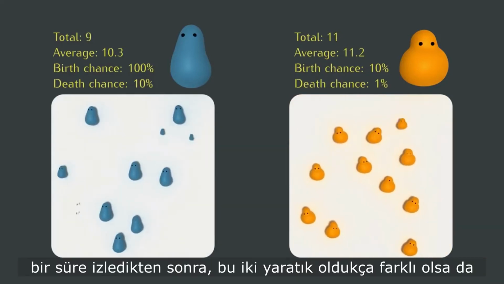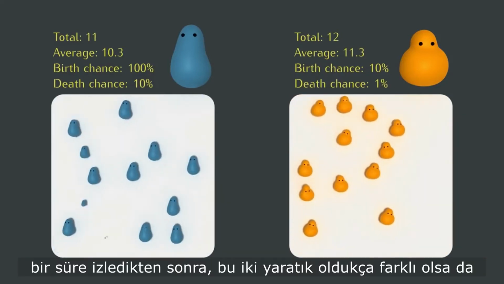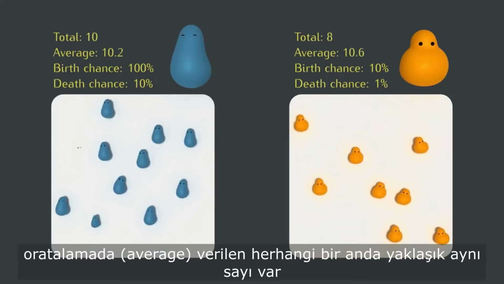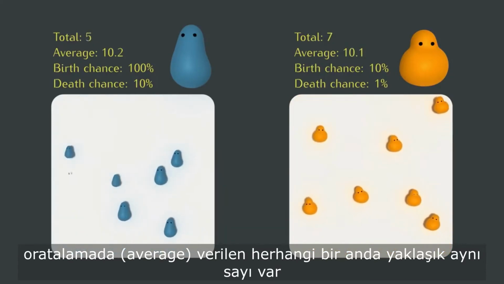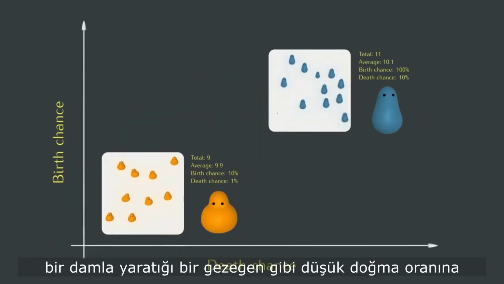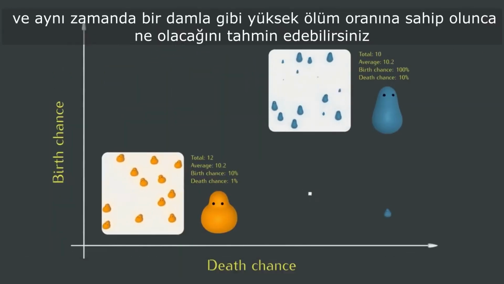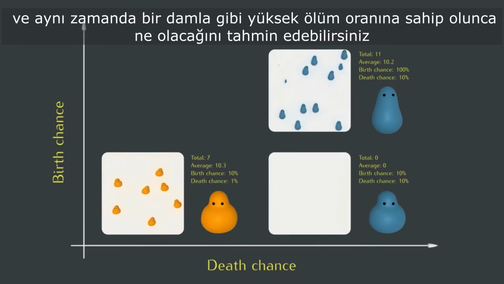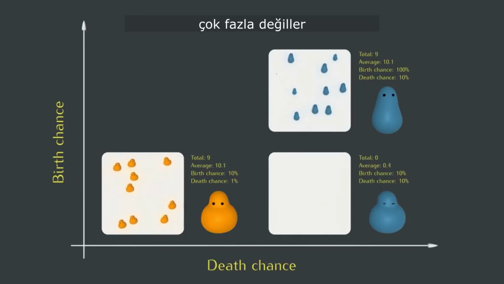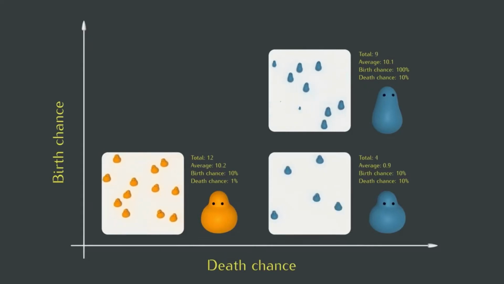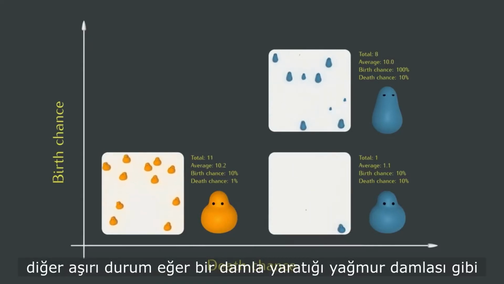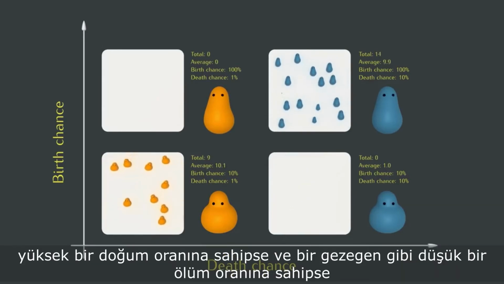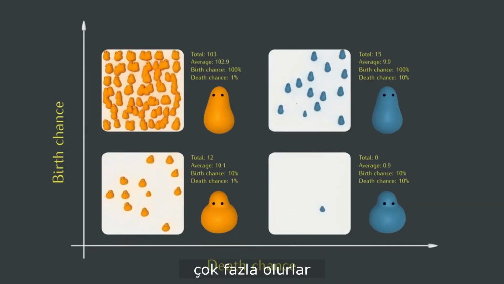After watching for a while, we can see that even though these two kinds of blob creatures are quite different, on average, there's about the same number of them at any given moment. You might be able to guess what happens when a kind of blob creature has a low birth rate, like a planet, and also a high death rate, like a raindrop. There just aren't very many of them. At the other extreme, if a kind of blob creature has a high birth rate, like raindrops, and a low death rate, there will be a lot of them.